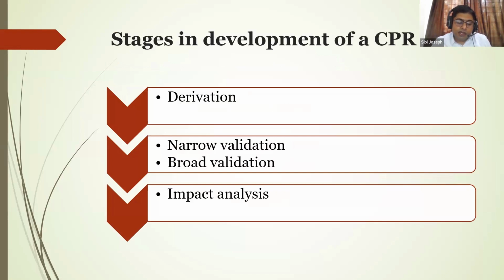So now we all have learned what is CPR. You have a fair idea about CPRs and what are the different types of CPR. Now, next, you need to understand the different stages in the development of a CPR. Here you have the derivation, narrow validation, broad validation, and impact analysis. The first step in the development of a CPR is derivation. This process commences with the identification of a meaningful problem for which the development of a CPR may be perceived as clinically useful.